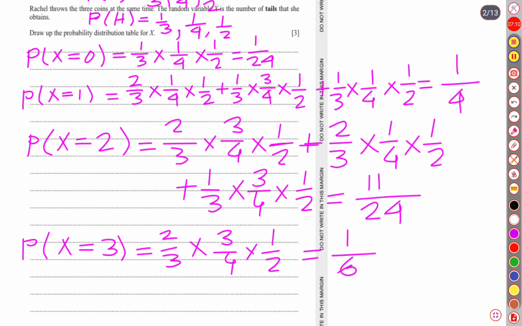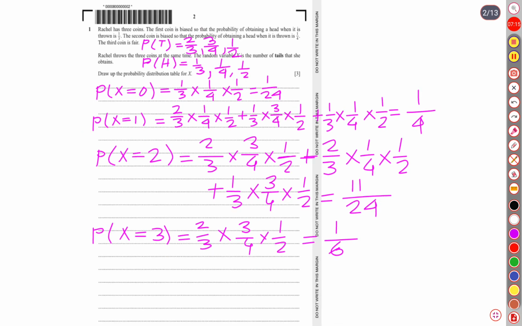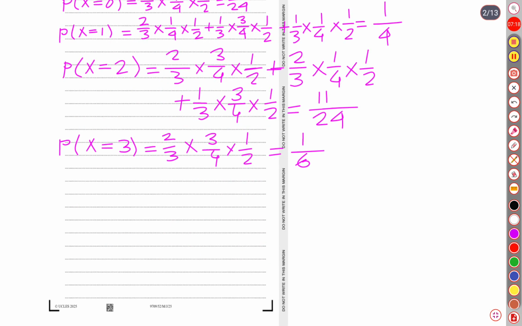Now we are going to write the probability distribution table. Let me choose a place to write this. Let me write over here under this probability.